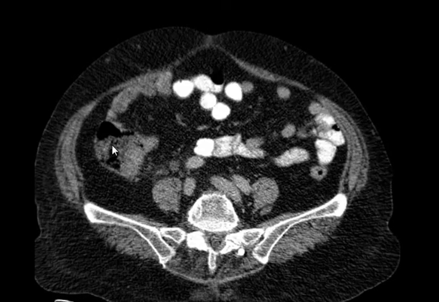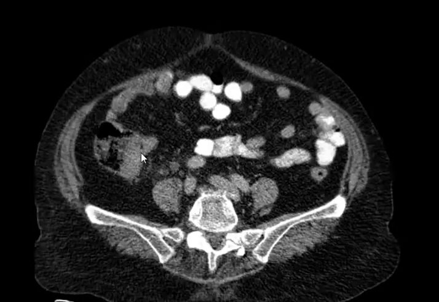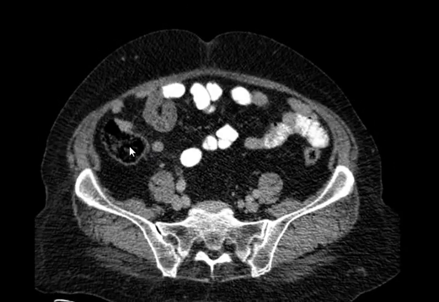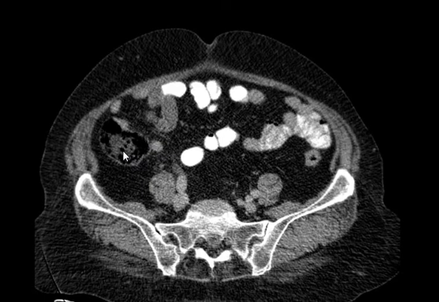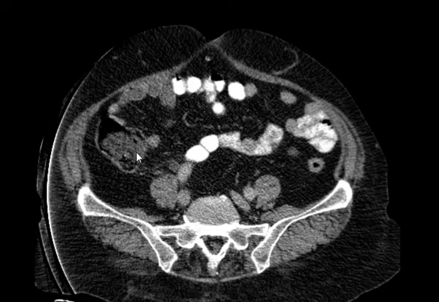This soft tissue. Let's see coronal. She has spinal fixation by the way. Few screws in the vertebra. This soft tissue or intra-bowel lesion? Intra-bowel soft tissue. This is not soft tissue. This is fecal material.